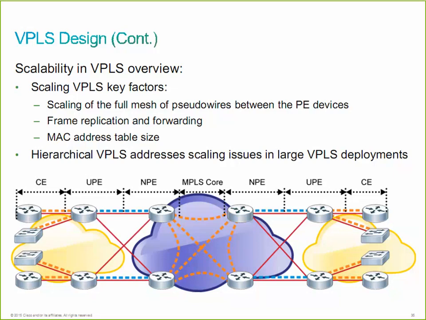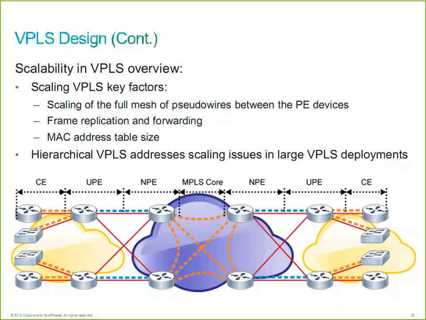Now, to address all of these scaling issues that we just talked about, another type of VPLS was introduced called hierarchical VPLS. HVPLS introduces design elements that reduce the signal overhead and the packet replication requirements for the PE devices. It doesn't have anything to do with the CE devices. We're just talking about scaling factors for the provider edge devices.